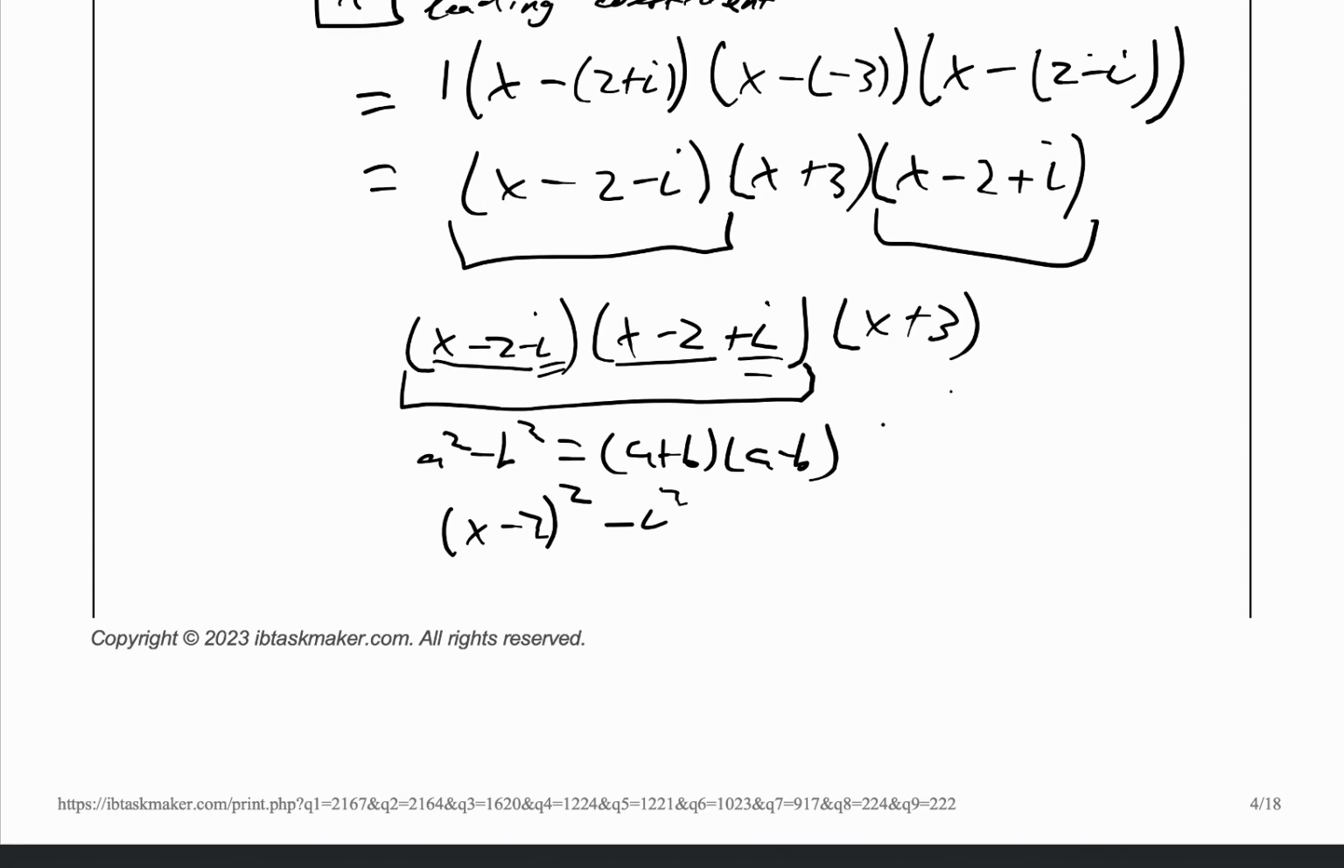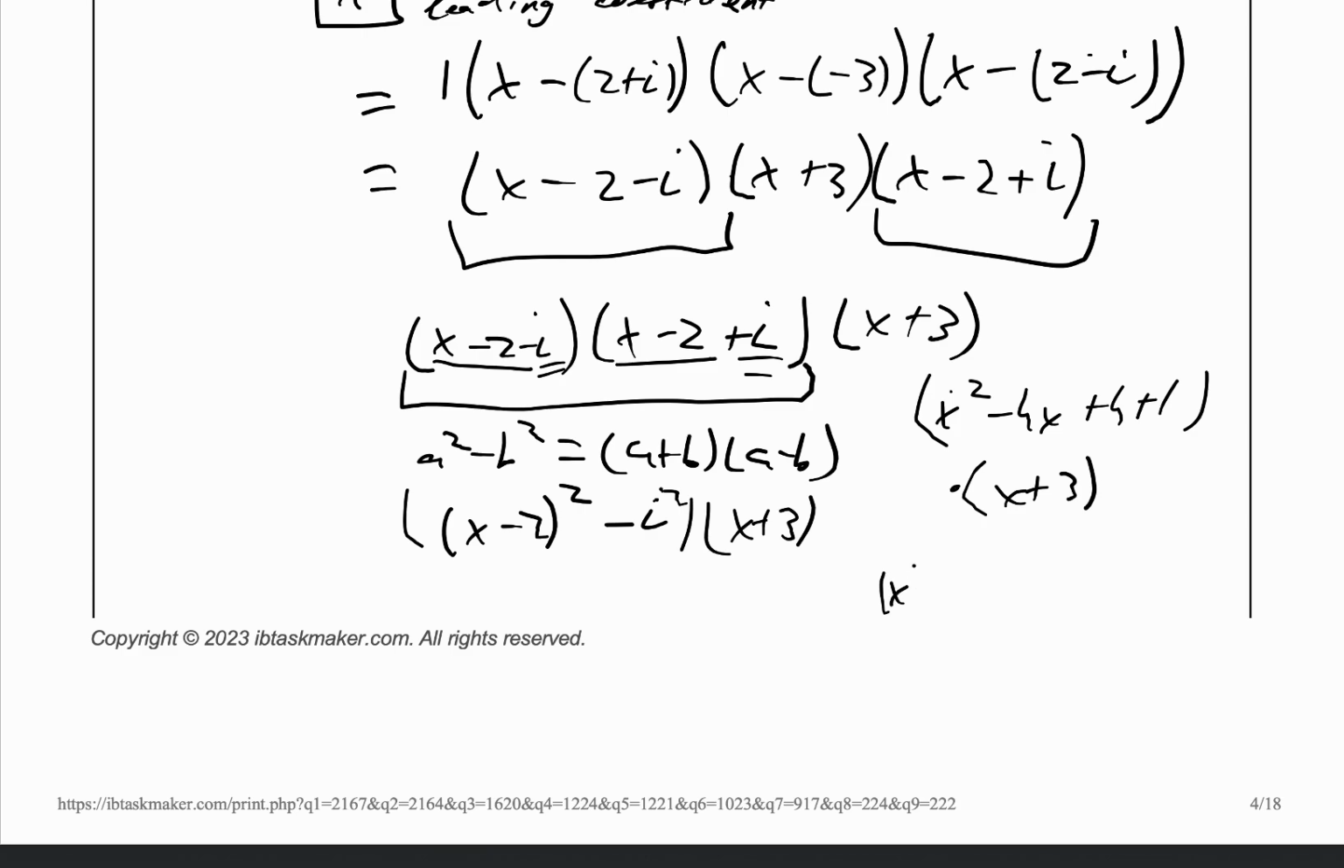All right, so we can say that this is x squared, and we have to multiply this by what? By x plus 3. We can't forget about this. x squared minus 4x plus 4, okay? So i squared is -1, so it's going to be plus 1. And we have this multiplied by x plus 3, okay? So x squared minus 4x plus 5 multiplied by x plus 3.